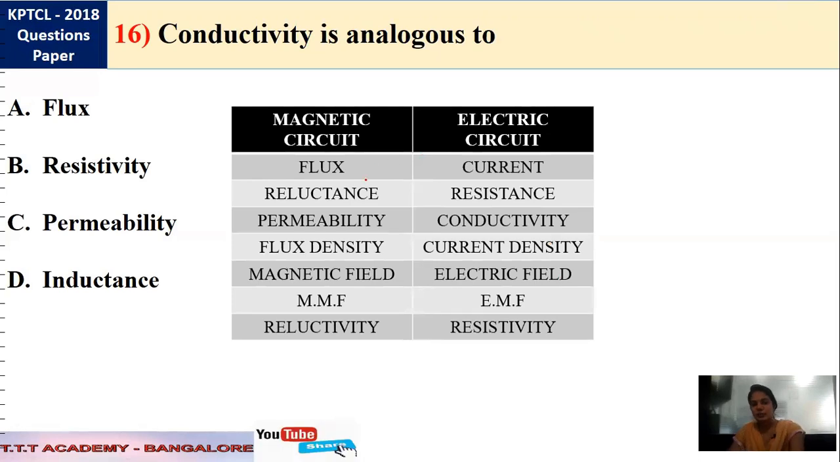So which parameters are analogous? Flux is analogous to the current. Reluctance is analogous to the resistance. Permeability is analogous to the conductivity. Flux density is analogous to the current density. Magnetic field is analogous to the electric field. MMF is analogous to the EMF. Reluctivity is analogous to the resistivity. So what are they asking here? They're asking conductivity, which is analogous to the permeability. So the answer to this question is option C, permeability.